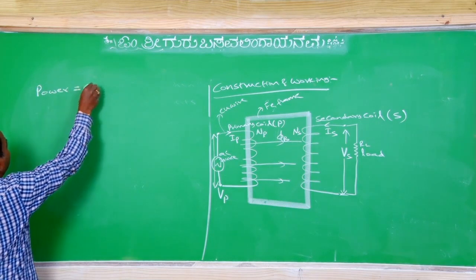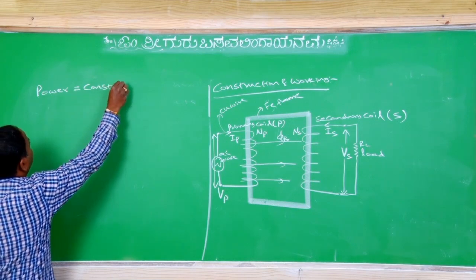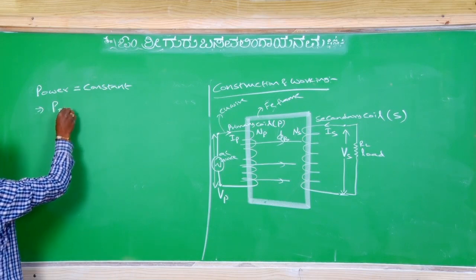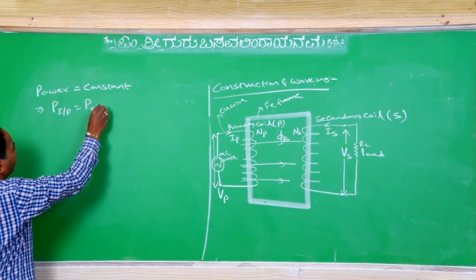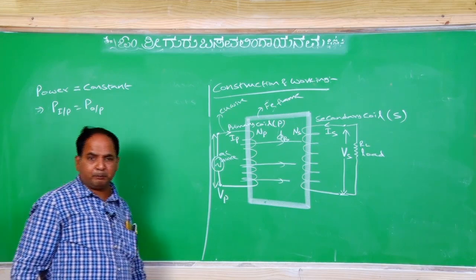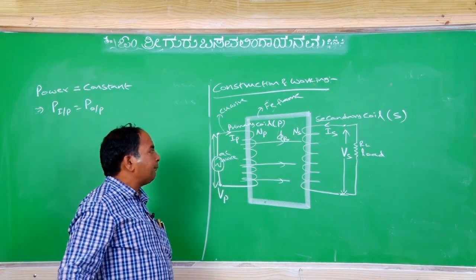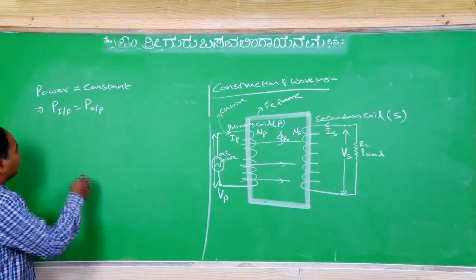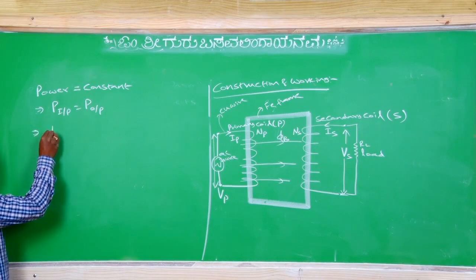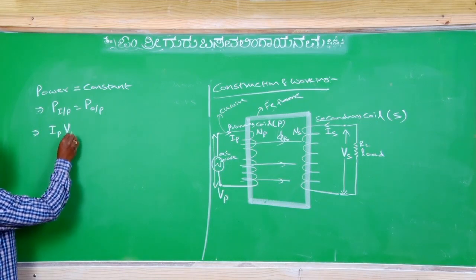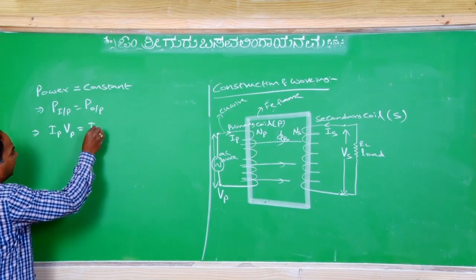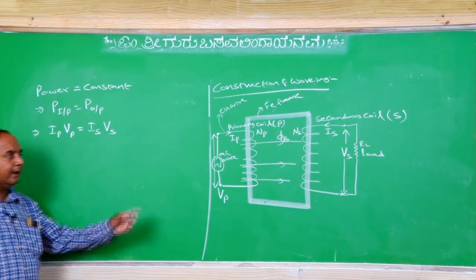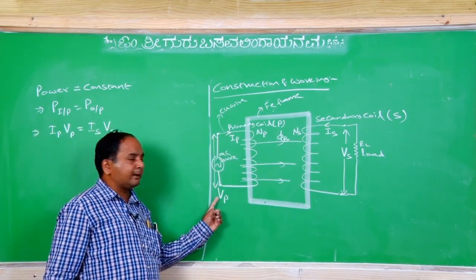Power is constant. Here power constant means the input power should be equal to the output power. Already we know the power may be expressed in terms of current and voltage. Input current IP times input voltage Vp is equal to output current Is times output voltage Vs. Here the input current is IP and the input voltage is Vp.